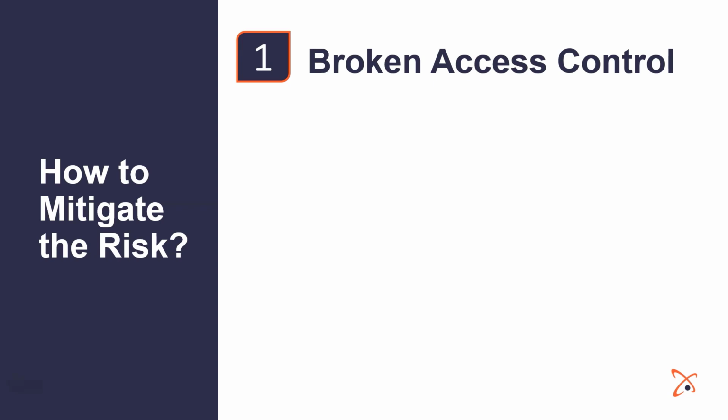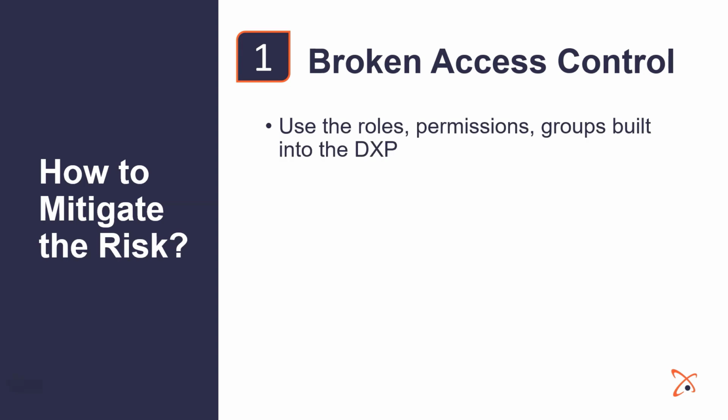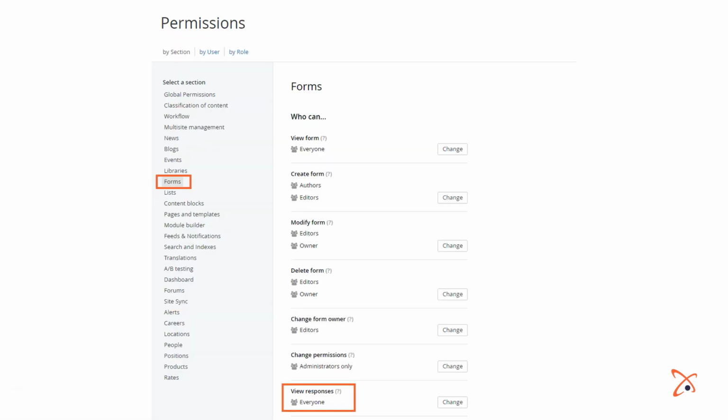The first item on the OWASP top 10 is broken access control. Access control refers to policies that prevent users from acting outside of their intended permissions. So the first step is to make sure to use the roles, permissions, and groups features of Sitefinity. With Sitefinity, you can easily configure permissions for various parts of the system.